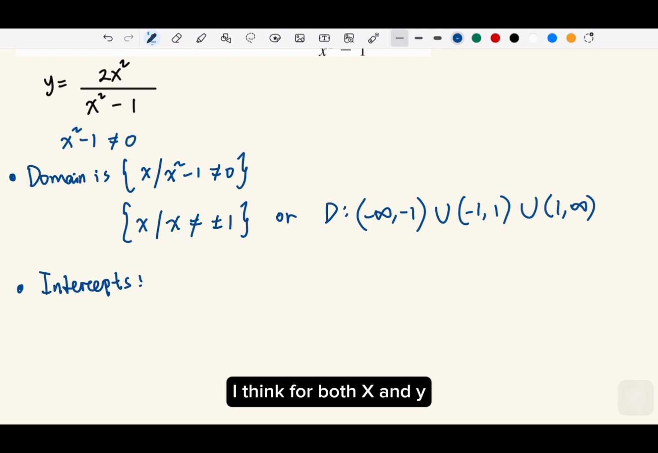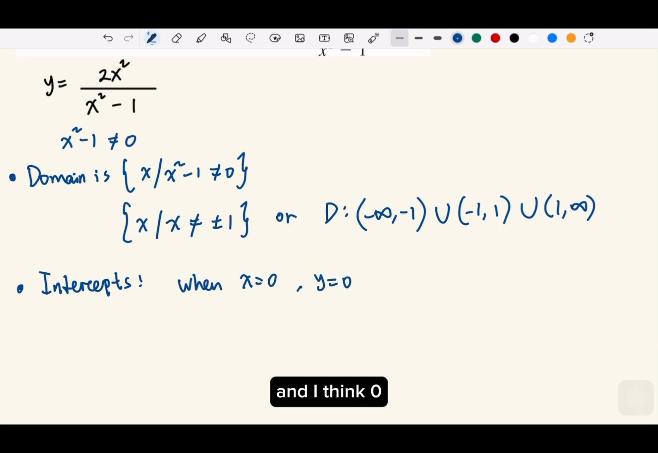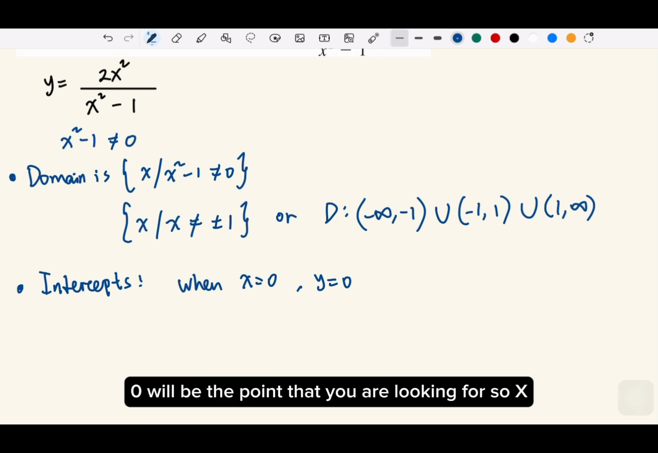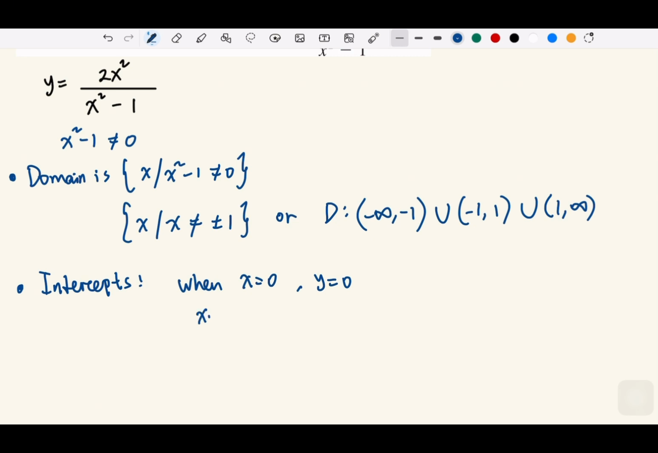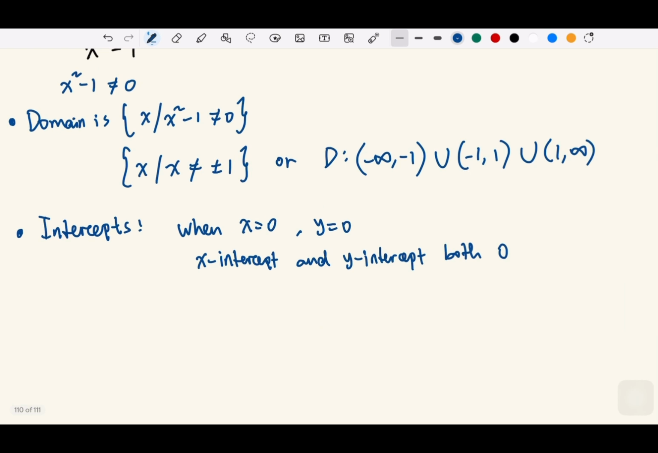I think for both x and y, they are going to be 0, right? So when x is 0, then y is 0. And I think (0, 0) will be the point that you are looking for. So x intercept and y intercept, both 0.